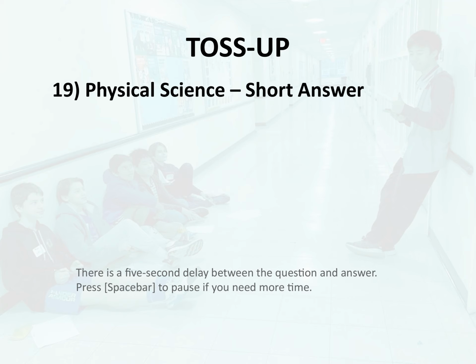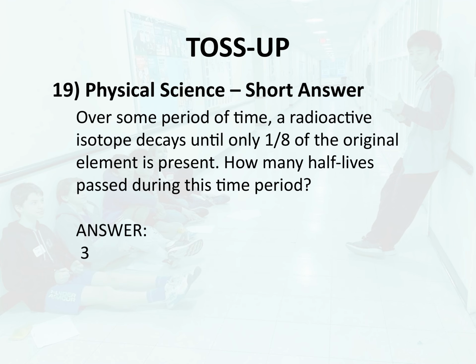Toss-up 19. Physical science, short answer. Over some period of time, a radioactive isotope decays until only 1/8 of the original element is present. How many half-lives pass during this time period? Answer, 3.